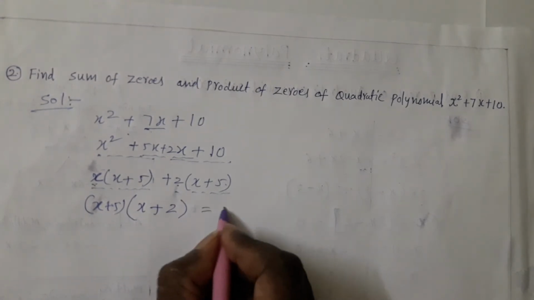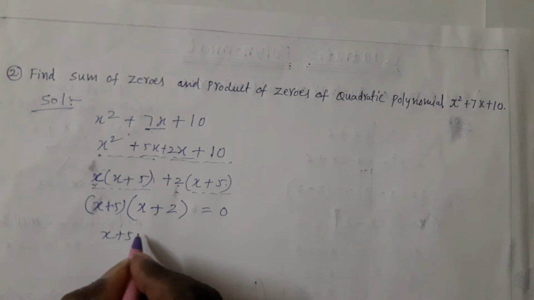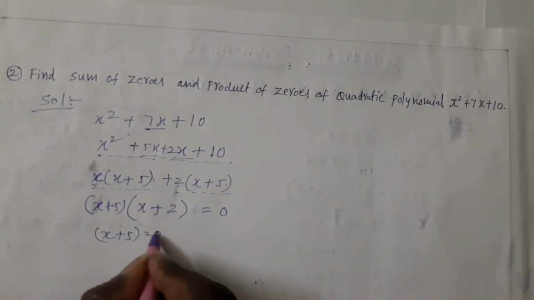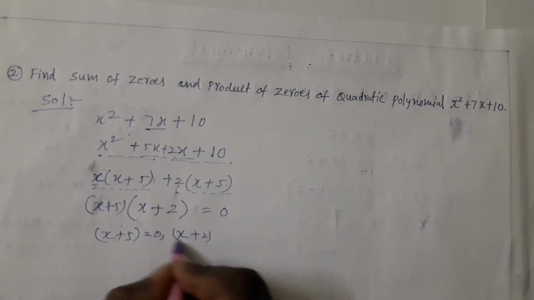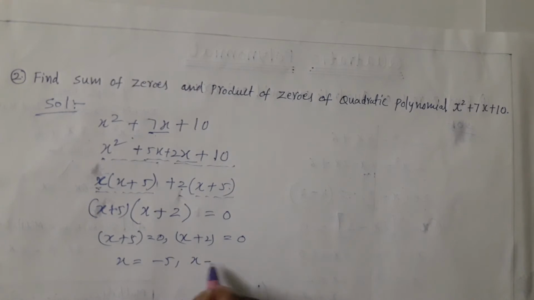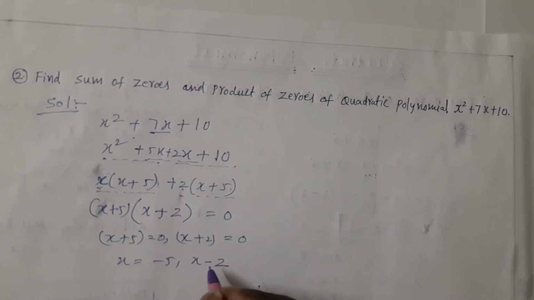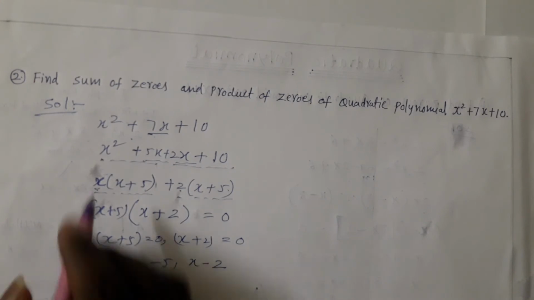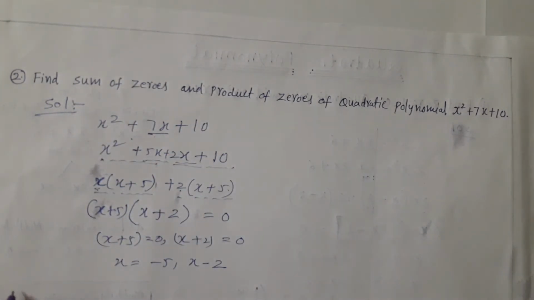So equal to 0. X plus 5 is equal to 0. X plus 2 is equal to 0. X is equal to minus 5. X is equal to minus 2. Sum of zeros or product of zeros. First x we call as alpha, second x we call as beta. So therefore alpha is equal to minus 5, beta is equal to minus 2.